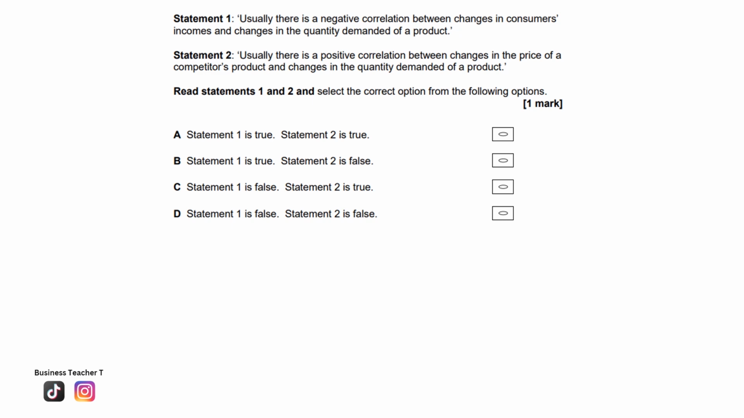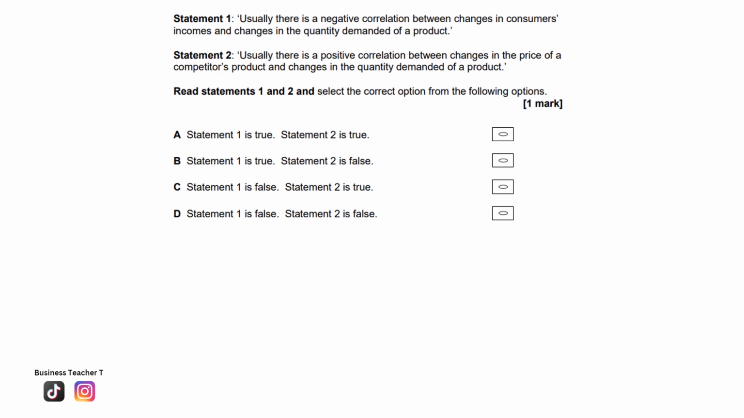Statement 1. Usually, there is a negative correlation between changes in consumers' incomes and changes in the quantity demanded of a product. Statement 2. Usually, there is a positive correlation between changes in the price of a competitor's product and changes in the quantity demanded of a product. Read statements 1 and 2 and select the correct option from the following options.